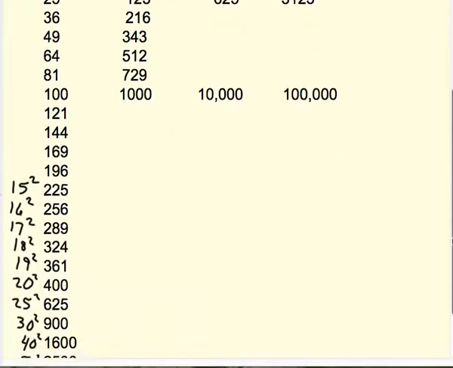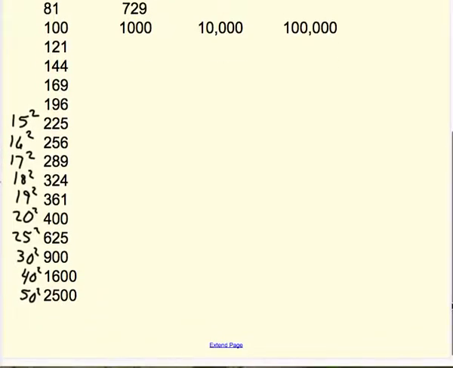So scrolling down, looking at the perfect squares, I would expect you to have those memorized up through 20 squared. And then some of the other common ones, 25 squared, as well as any multiple of 10 squared. Because essentially looking at 30 squared, 3 squared is 9, double the zeros. So 60 squared, 6 squared is 36, double the zeros, so 3600. So I'd expect you to recognize those as well.